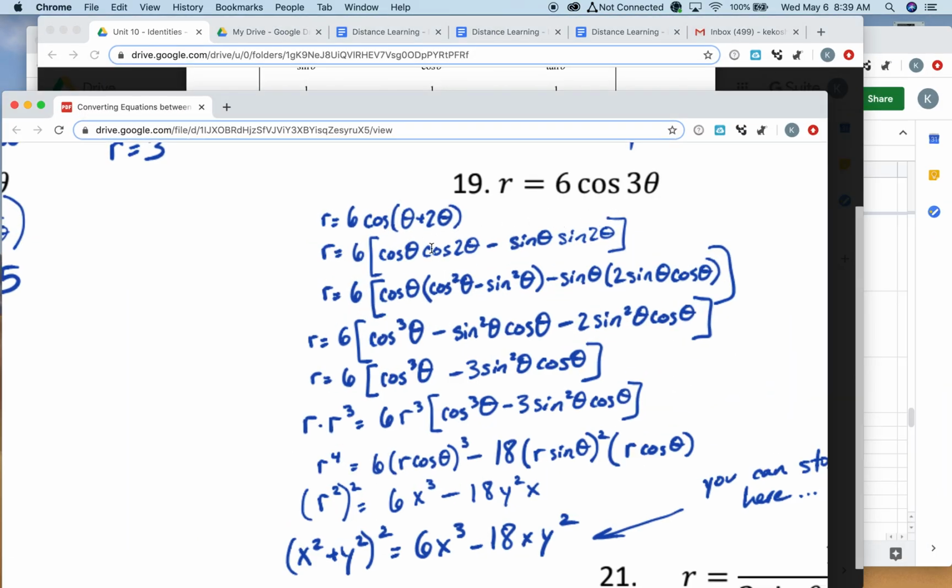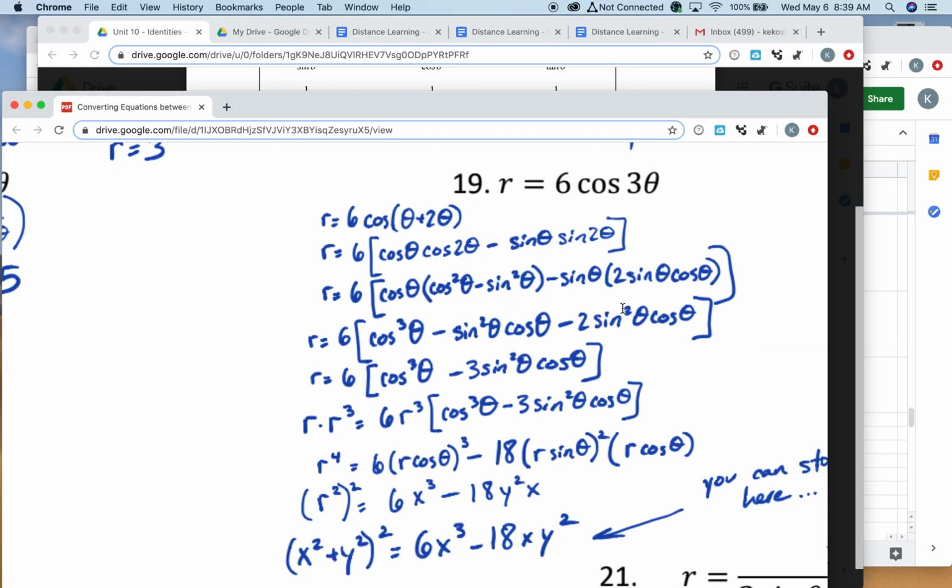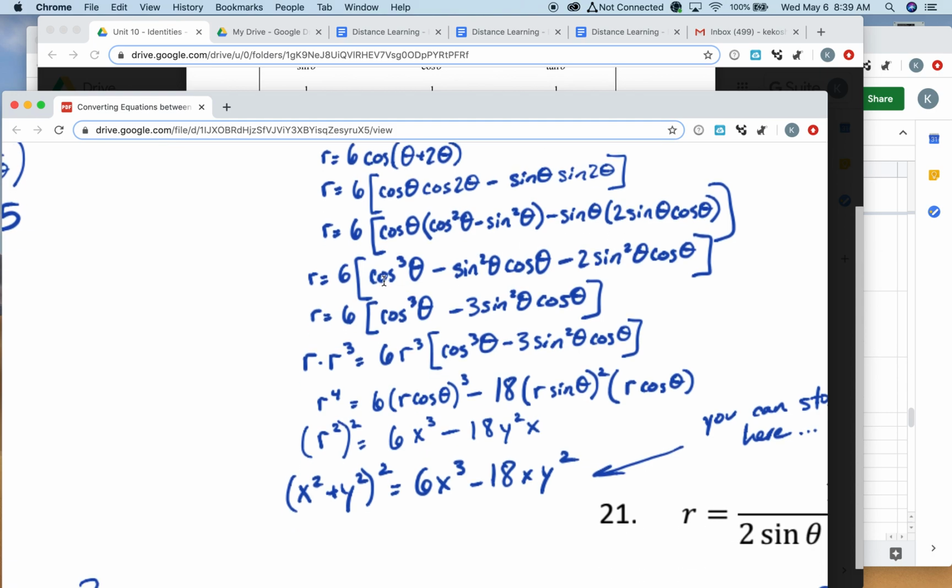At that point, I was able to use the double angle identity on both of these places right here. We'd already talked about the cosine double angle, and here's the sine double angle: sine of 2 theta is equal to 2 sine theta cosine theta. So now we've got everybody in terms of just boring old theta. There's no 3 theta, there's no 2 theta. And I can clean things up from there.